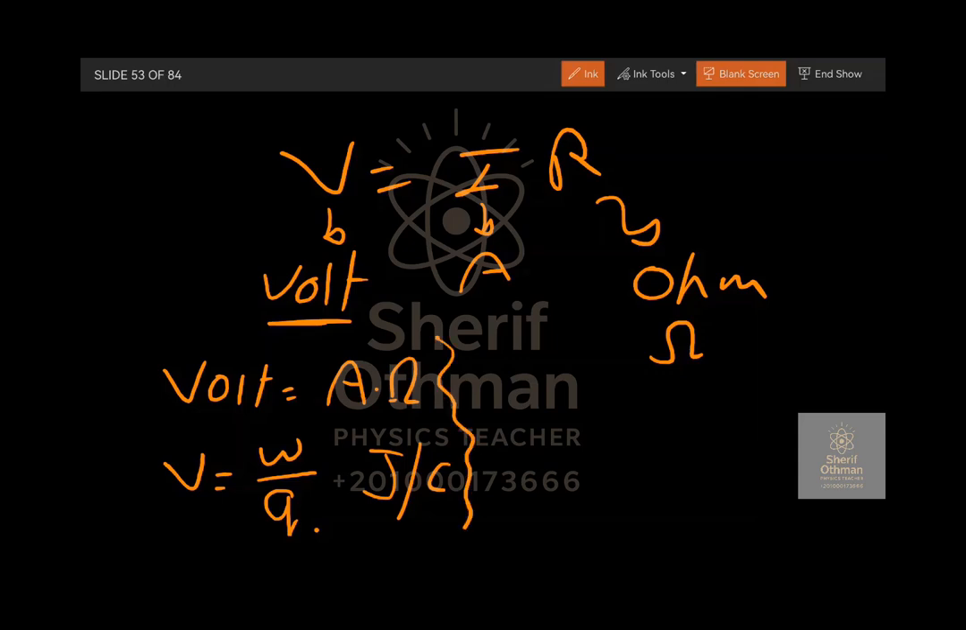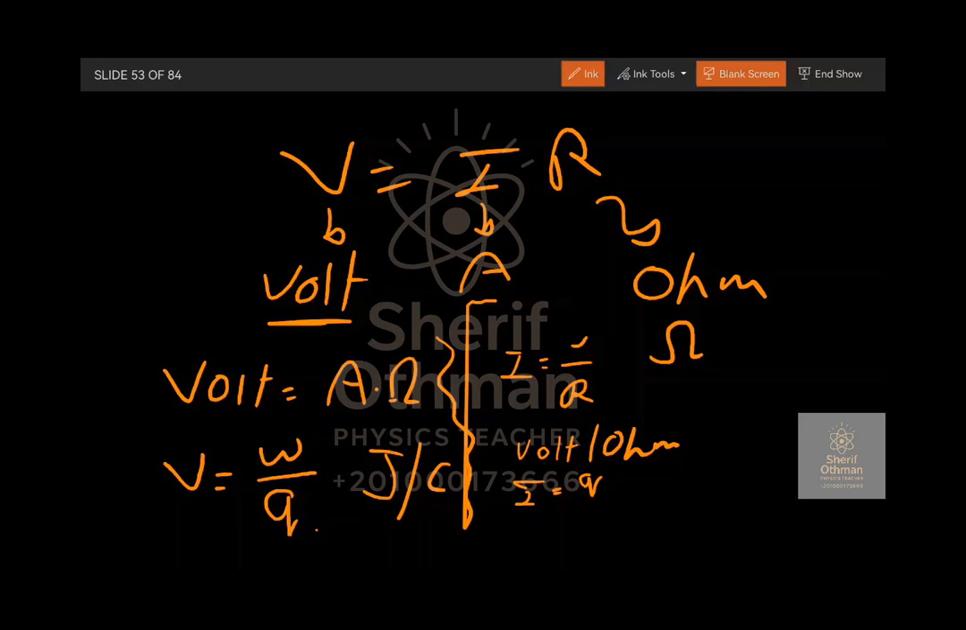While the current intensity can be measured in another unit different from ampere. Like what? Let's say that I is equal to V over R, which means volt per ohm. Or I is the amount of charges that pass through a conductor in 1 second. So we can say coulomb per second. While the only measuring unit for resistance is ohm or volt per ampere.